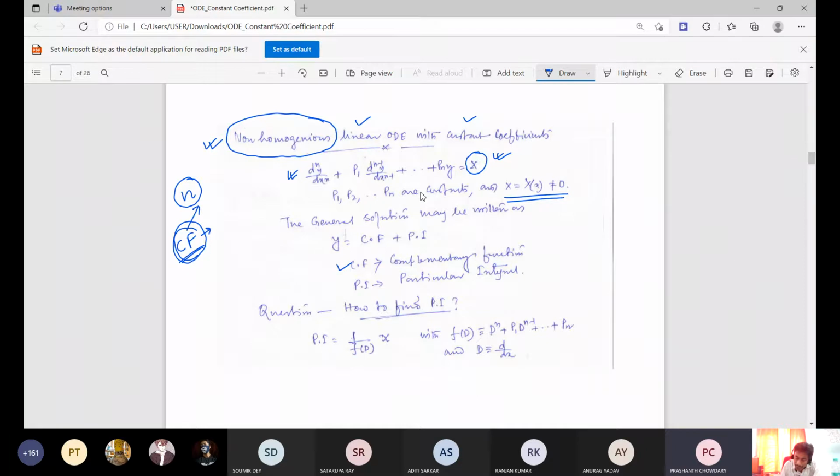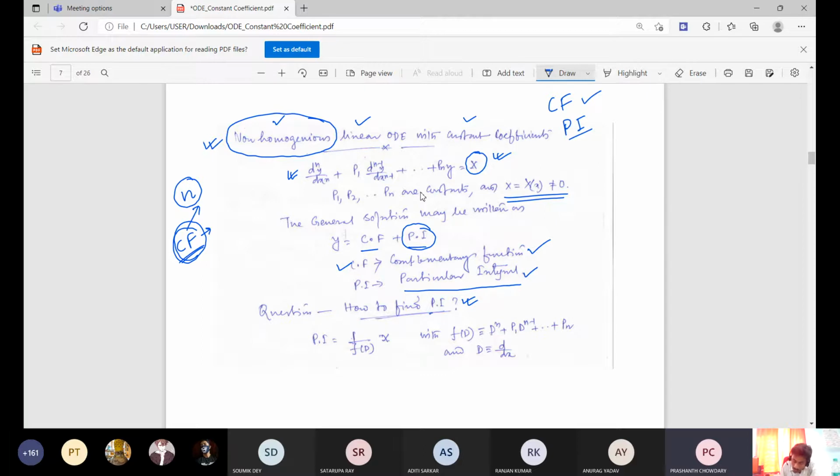In order to account for the right hand side, we have what is called the PI, that is, the particular integral. The sum of this complementary function and particular integral will be the general solution of the differential equation, which is non-homogeneous in nature. So one question must come to your mind: how to find the particular integral? In this discussion, we will frequently use CF, which stands for complementary function, and PI, which stands for particular integral.